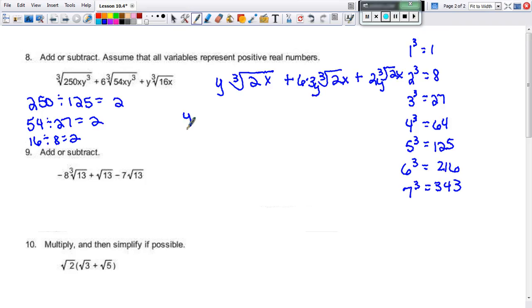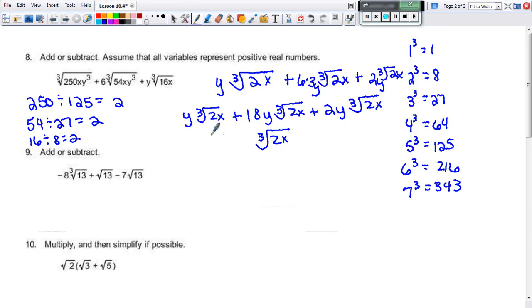So I've got y times the cubed root of 2x plus 18y times the cubed root of 2x plus 2y times the cubed root of 2x. So I've got the cubed root of 2x. Okay, this is like 1y, and I've got a y. 1 plus 18 is 19, plus 2 is 21. All right, that one's finished.